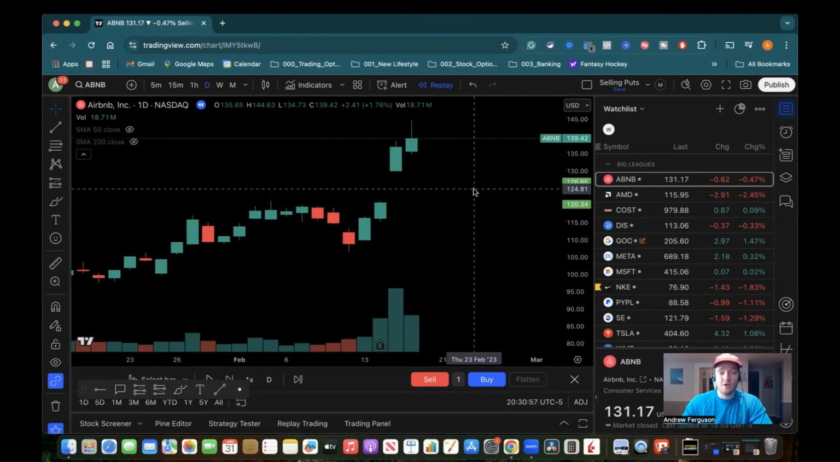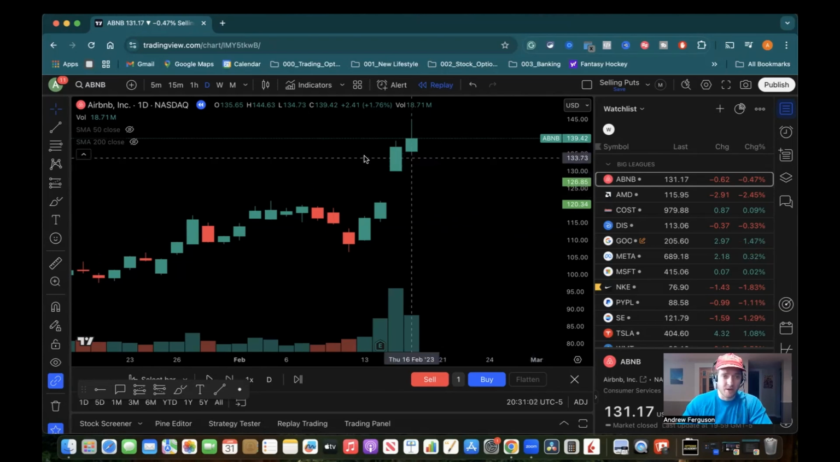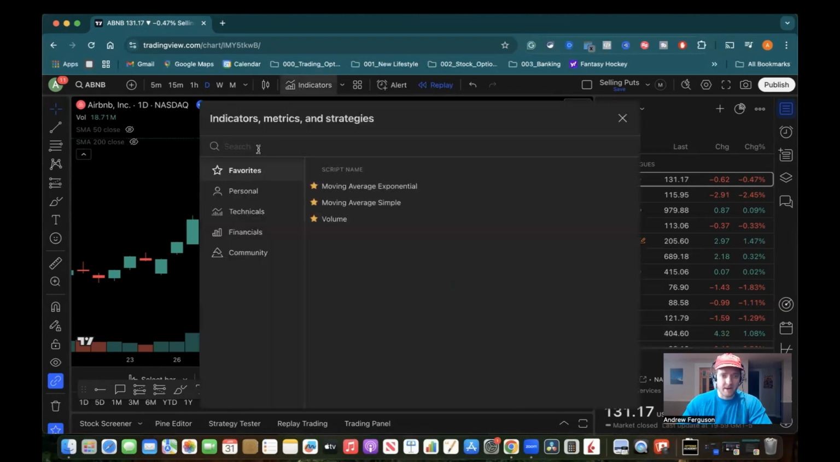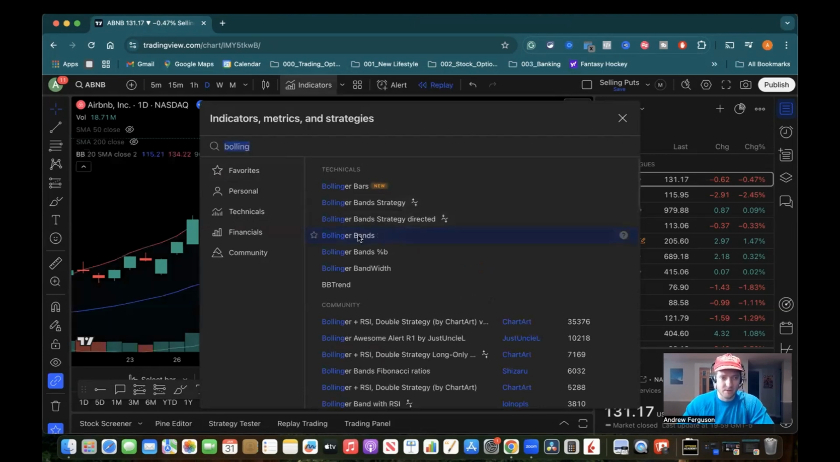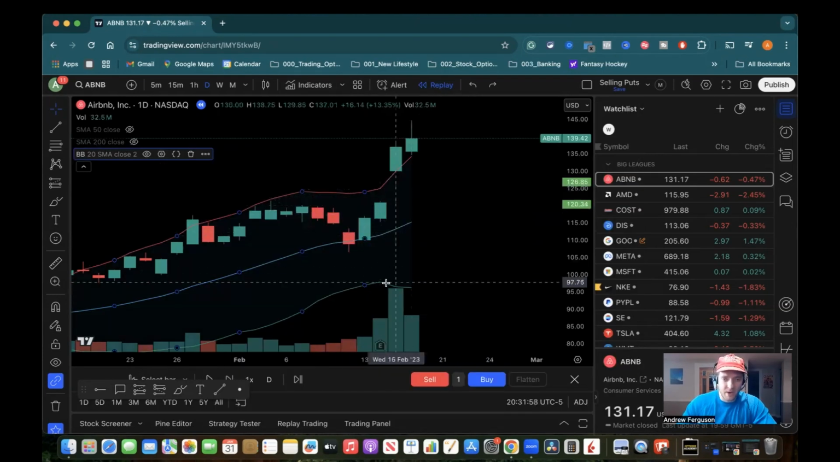The first one is called Bollinger Bands, and here's how to turn them on inside of TradingView on the super chart. Go up to indicators, in the magic search bar, type in Bollinger, and you can go down to Bollinger Bands right there. Boom. Now we've got three lines, a red, a blue, and a green, which is an upper, a middle, and a lower band.